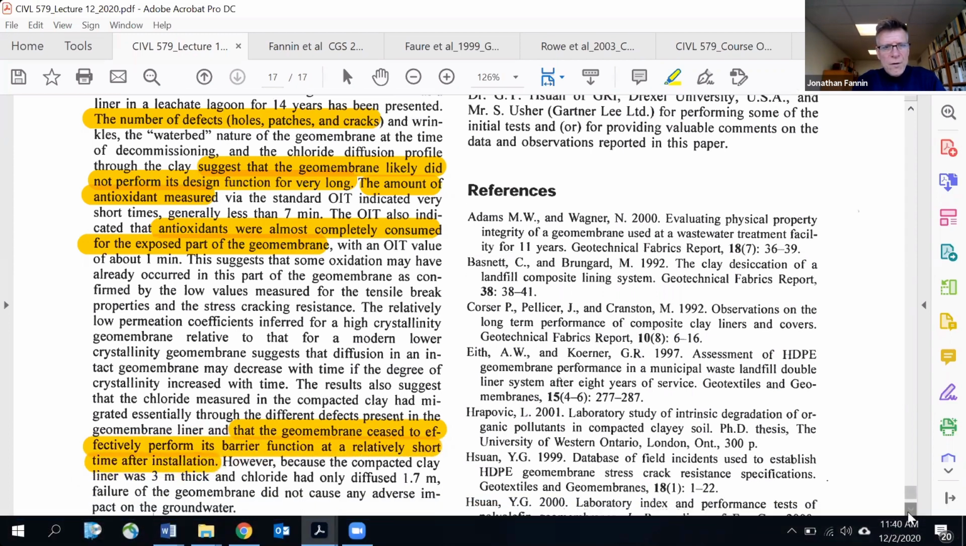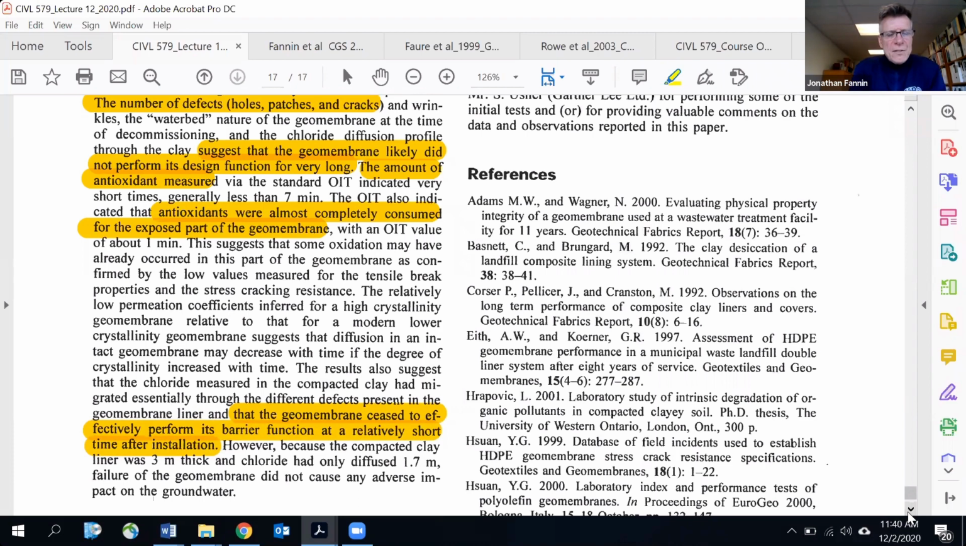However, because there was the presence of the compacted clay in this composite liner, the chloride had only diffused about halfway through the clay layer, and therefore the failure of the geomembrane as a component in a system did not cause any adverse impact on groundwater.